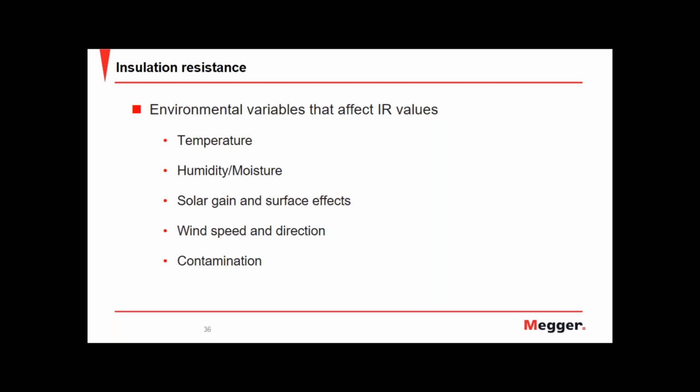Now, the new Mega MTR 105 rotating machinery tester is an example of an instrument with onboard temperature compensation for its IR test. Let's move on to the other factors such as humidity, moisture, solar, wind. But first, a little bit of background.